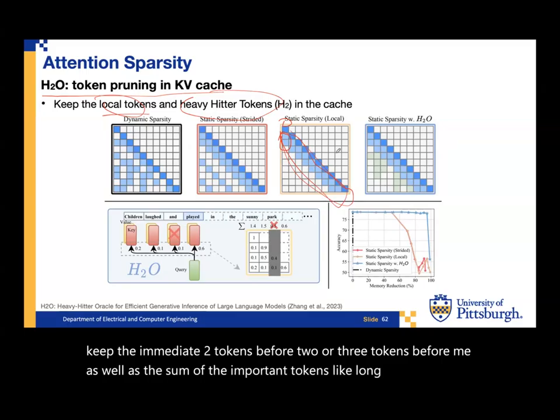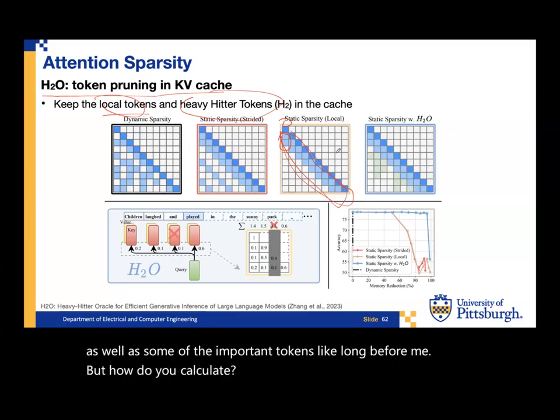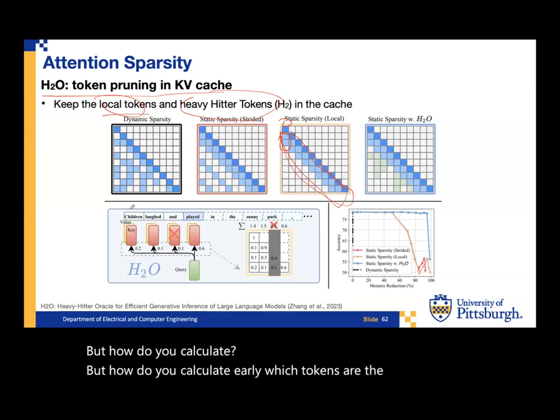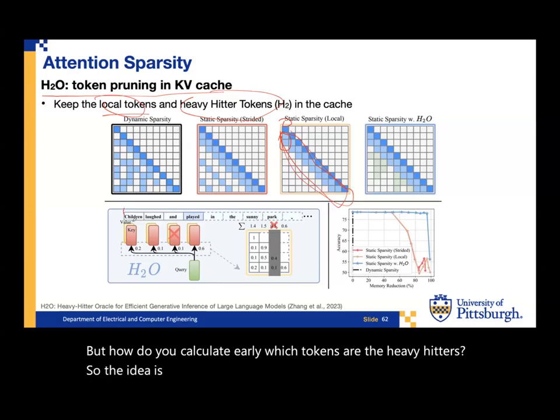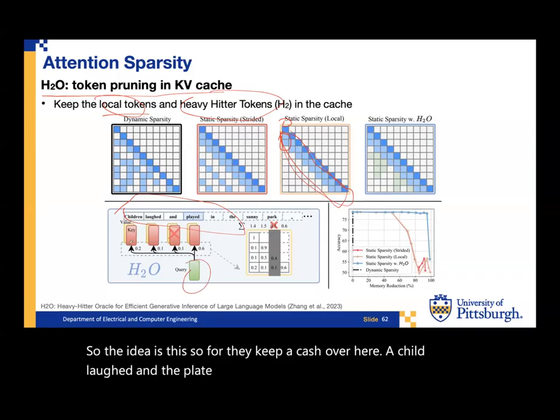But how do you calculate which tokens are the heavy hitters? So the idea is this. They keep a cache over here, like child, left, and the plate. And then for each query, you are going to get an attention score, right?